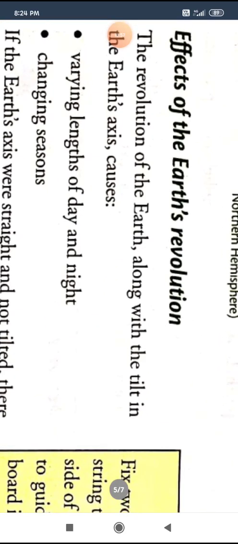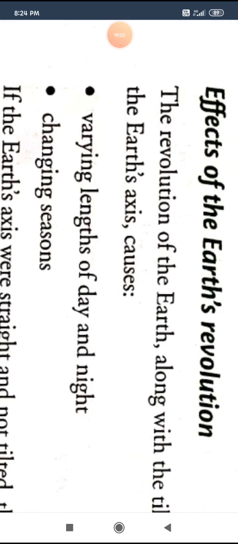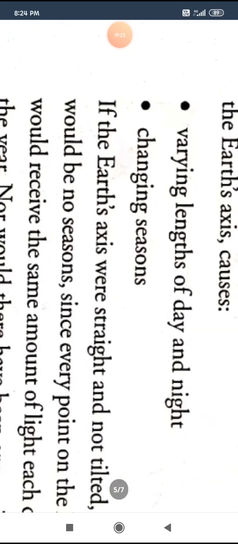Now, the effect of the earth's revolution. What is the effect of earth's revolution? Because of the earth's revolution, there is varying length of day and night, and the changing of seasons. Varying lengths of day and night means the lengths of day and night are different, and changing of seasons.